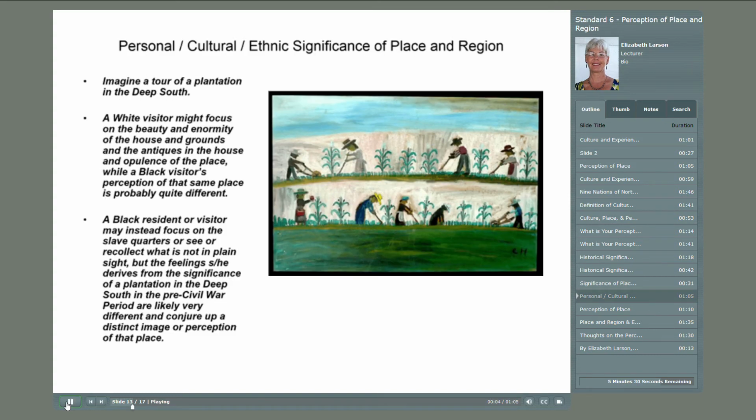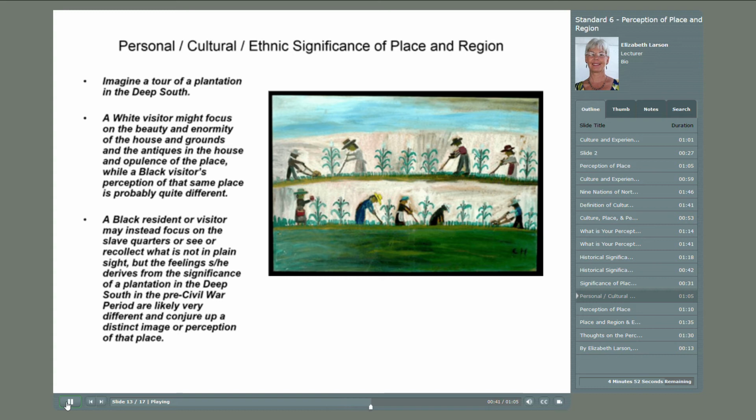More on the personal, cultural, and ethnic significance of a place or region. Imagine the Deep South, a plantation perhaps. A white visitor to a plantation today might focus on the beauty and enormity of the house and grounds, and the antiques in the house and the opulence of a place. A black visitor, on the other hand, has probably a very different perception of this same place. The painting on this slide is by Clementine Hunter. It's called Hoeing Corn, and it's a very personal depiction of Clementine Hunter's experience on a plantation.